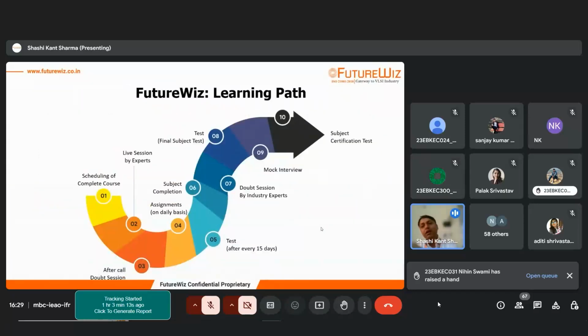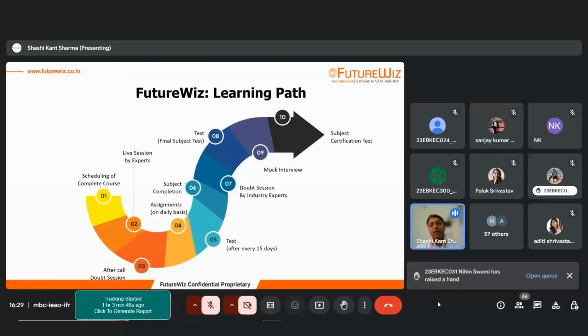So this is the learning path that we normally follow when anyone joins FutureWiz, whether it is an industry person or a student. The course will be created for them. LMS will be given. The live sessions by experts will be there, and some online sessions as well. Then doubt sessions are there on a weekly basis. On a weekly basis there are assignments. There are tests every 15 days, so the evaluation is there. We focus on the evaluation as well.